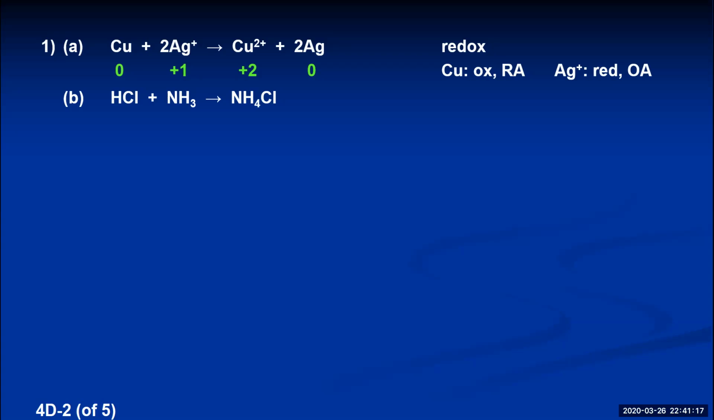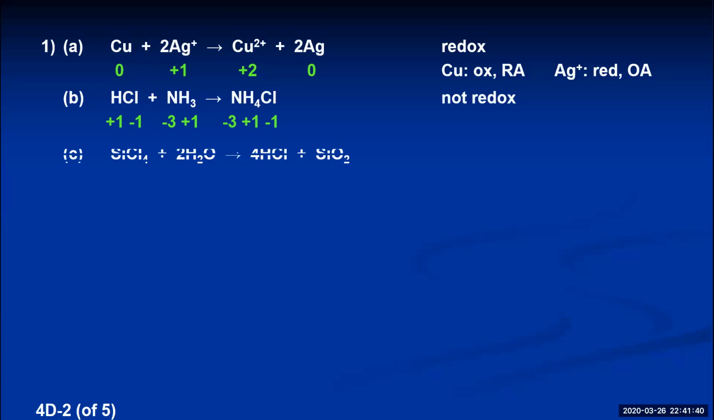In NH3, the hydrogen is +1, the nitrogen is -3. And in ammonium chloride, the hydrogens are +1 each. The chlorine is -1, nitrogen has to be -3. In this particular reaction, all three elements maintain the exact same oxidation state on the left and the right side. This is not an oxidation-reduction reaction. This is a non-oxidation reduction reaction.